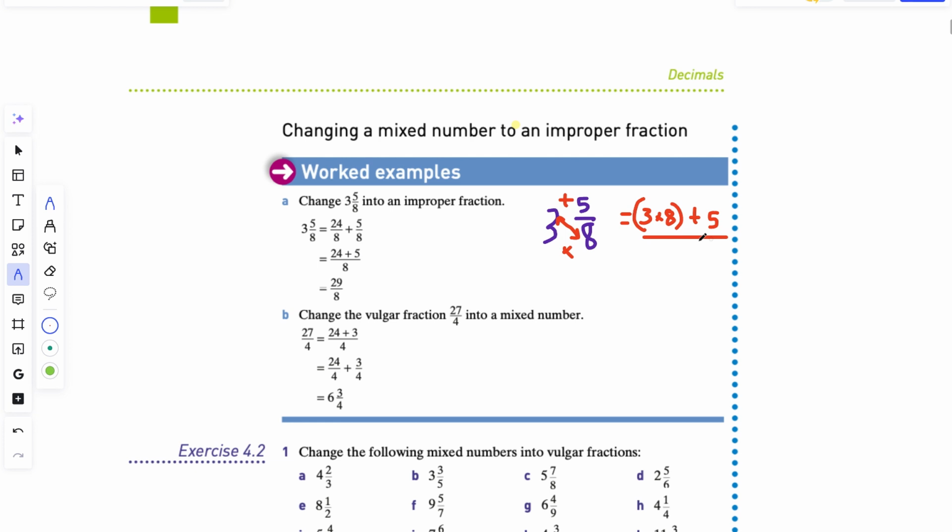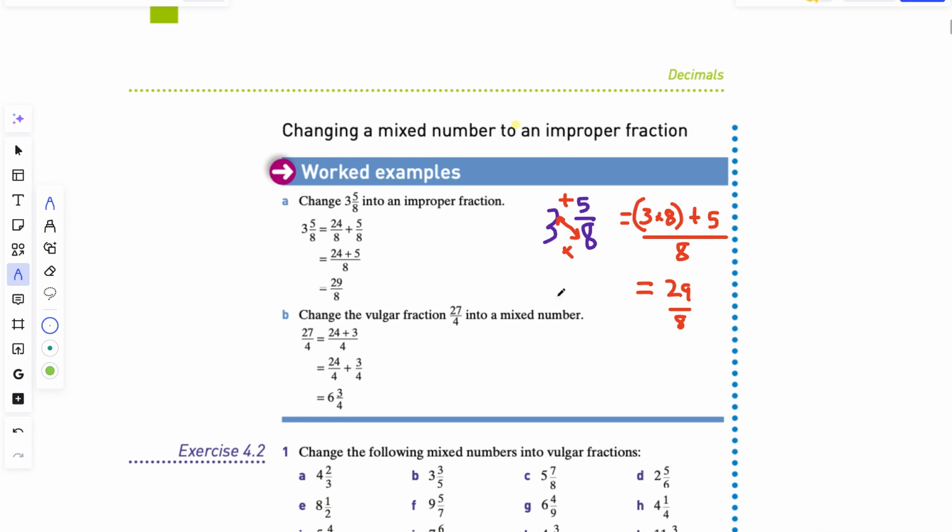Okay? Over the denominator. The denominator is 8, right? So you say 3 times 8. 3 times 8 is 24. 24 plus 5, you get 29. So this will lead us to 29 over 8. So the only step you need to remember is that you multiply the denominator with the whole number. After that, you add the numerator. 24 plus 5, you get 29 over 8, over the denominator. That's it. Any number given to you, same.